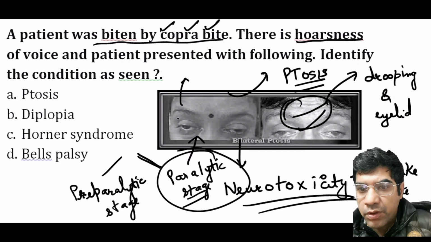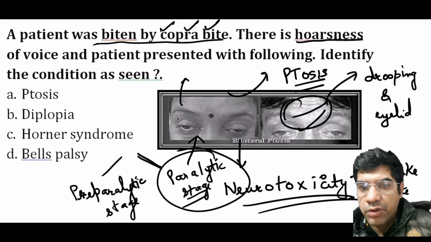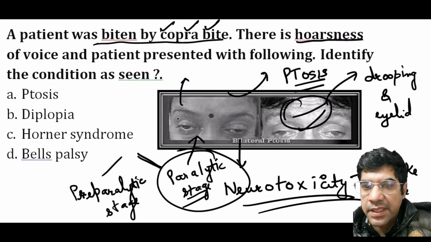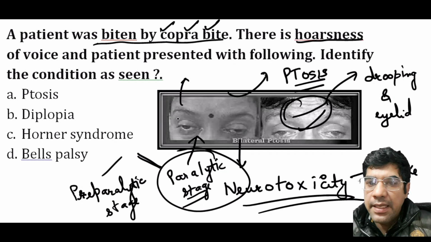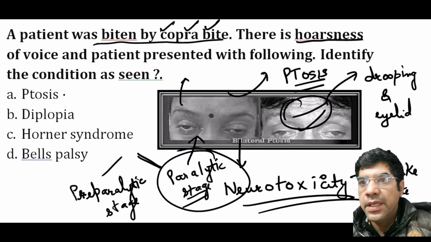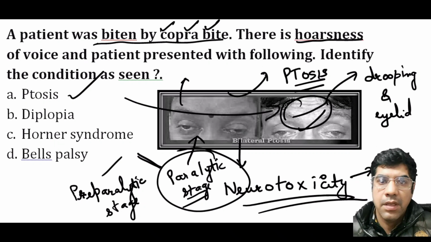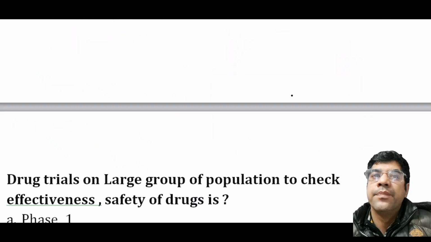It can also result from the paralysis of intercostal muscle and diaphragm. So ultimately the muscles will get paralyzed and lead to difficulty in breathing. So your answer would be ptosis.